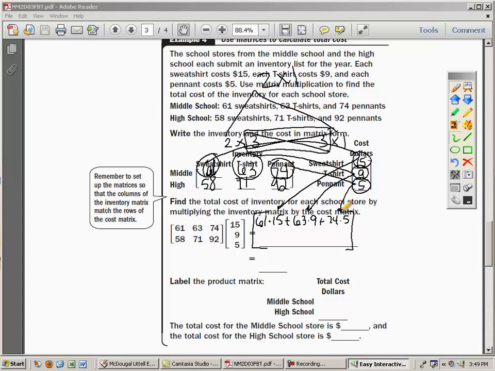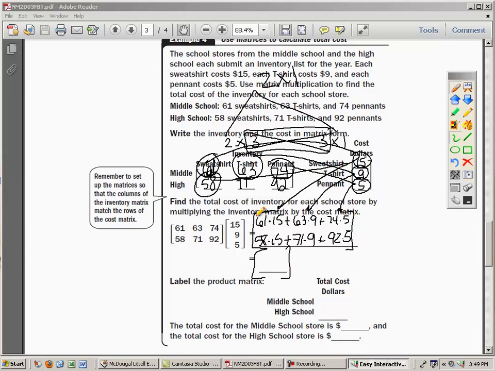So we've done first row by first column because there is only one column. And again, we're adding those results together. Now, for the high school, 58 times $15 a shirt, so 58 times 15 plus 71 times 9 plus 92 times 5. And now we just have to multiply and then add, and so altogether you're going to end up with this result matrix.